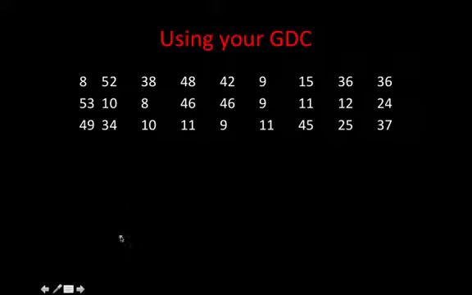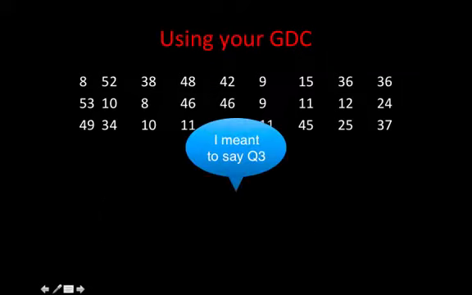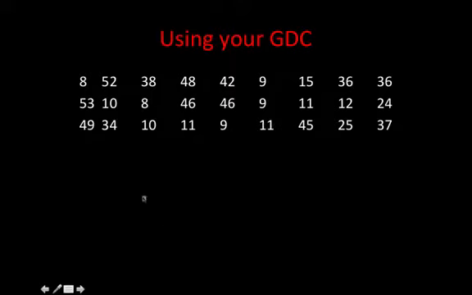Okay, so the reason why I want to show you how to find the 5-number summary using your calculator is it's a lot faster than what we did in the other video. We had to order the numbers from lowest to greatest, and then we had to find the median for Q2, and then we had to find the median of the lower half, which was Q1, and the median of the upper half, which is Q3. Your calculator can do it all for you, and it's a lot faster.